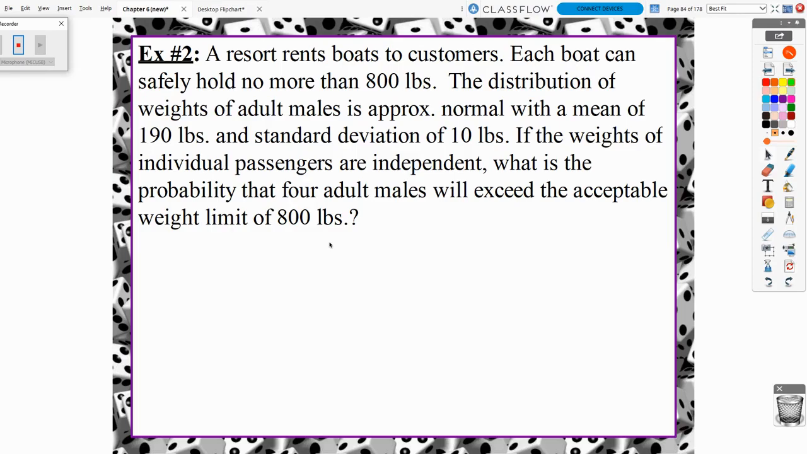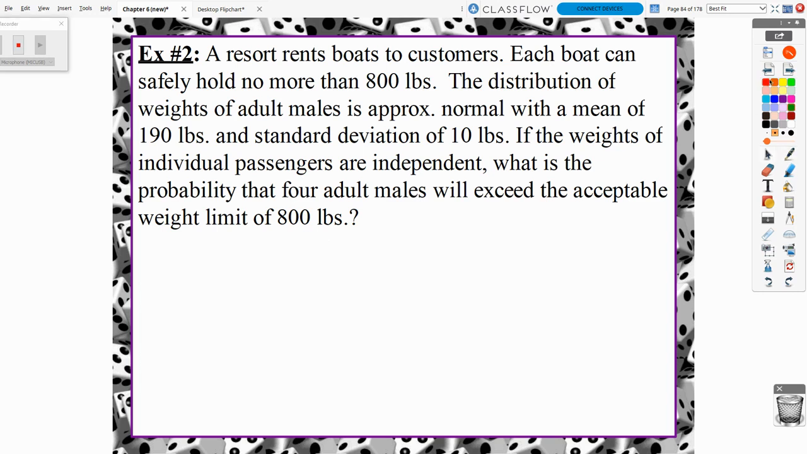Second example. A resort rents boats to customers. Each boat can safely hold no more than 800 pounds. The distribution of weights of adult males is approximately normal, with a mean of 190 pounds and standard deviation of 10 pounds. If the weights of individual passengers are independent, what is the probability that 4 adult males will exceed the acceptable weight limit of 800 pounds?